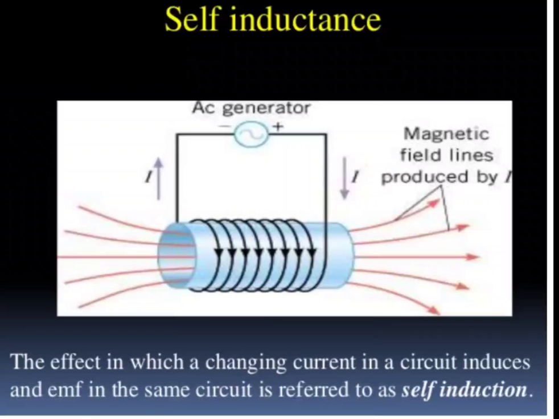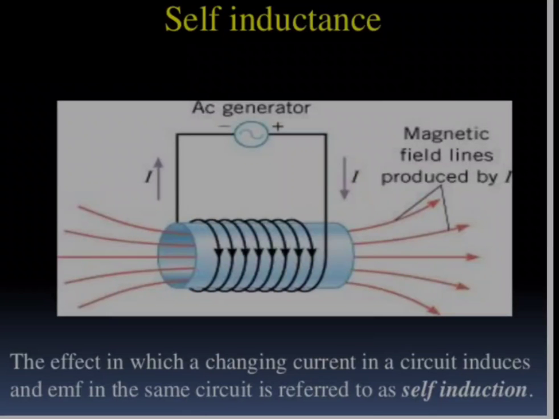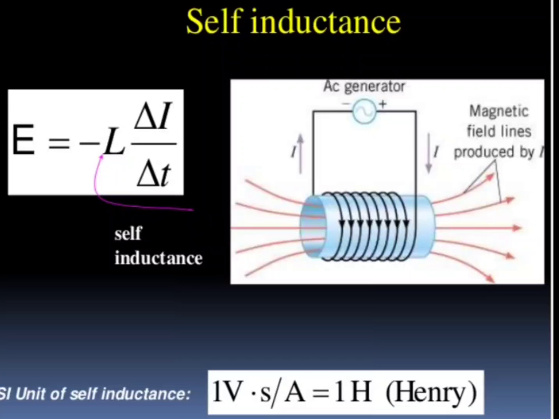Now, self-inductance, we already discussed in the 4th chapter. Again, here I just recall that the effect in which a change of current in a circuit induces an EMF in the same circuit is referred to as self-induction. The self-inductance expression is E is equal to minus L del I by del T. Here del I by del T means the variation in current, which creates a change in magnetic field. So due to that, self-inductance is developed. That self-induced EMF E is expressed as minus L del I by delta T.